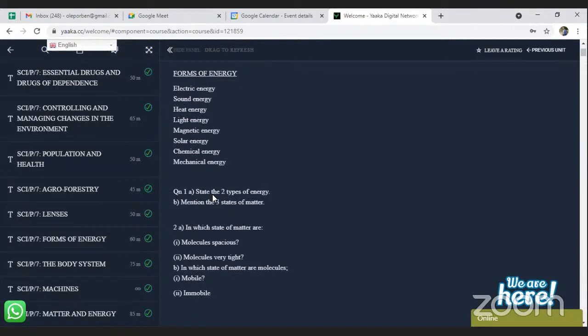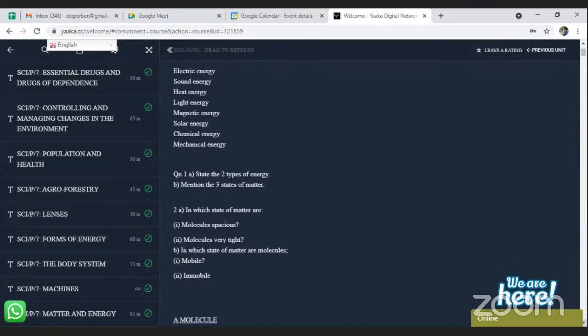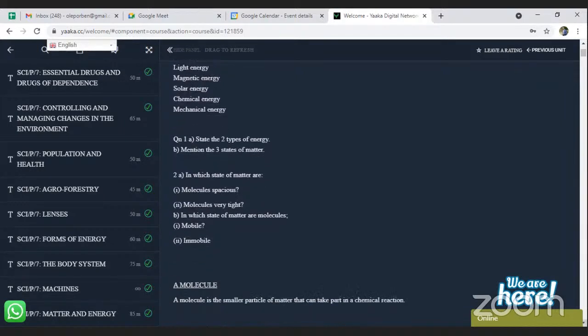The first question says state the two types of energy. You'll mention them. Mention the three states of matter. You'll mention them. In which state of matter are molecules spacious? In gas. Good. In which state of matter are molecules tight? Solids. Good. In which state of matter are molecules mobile?